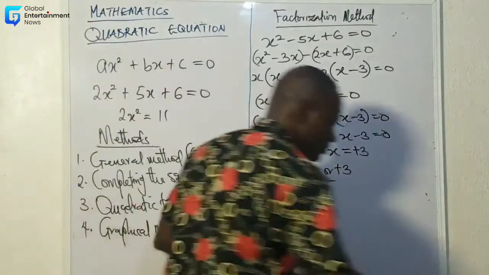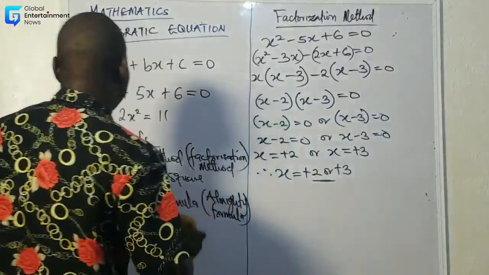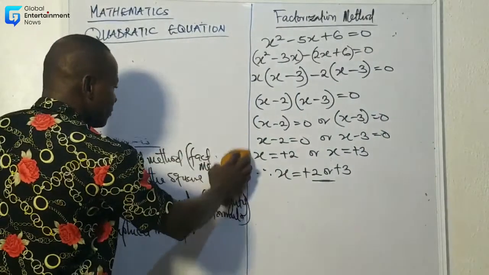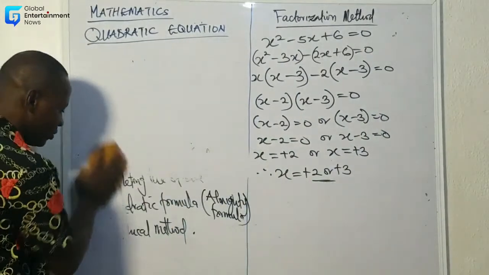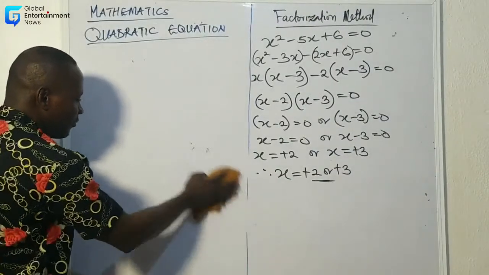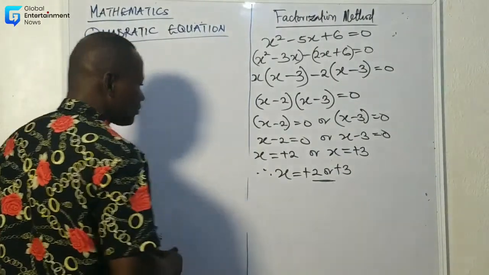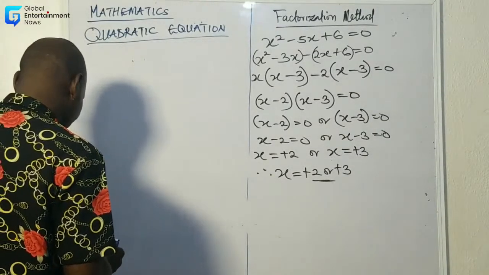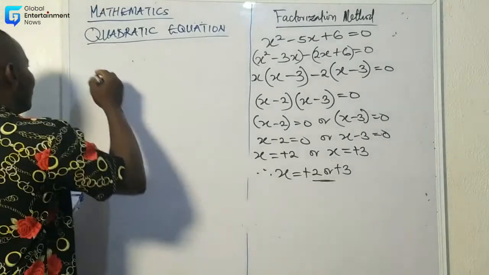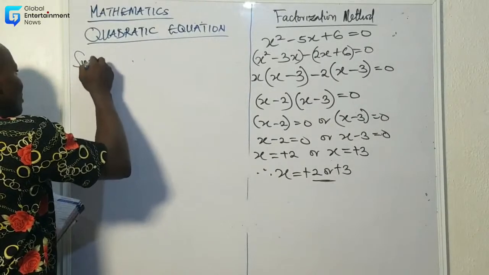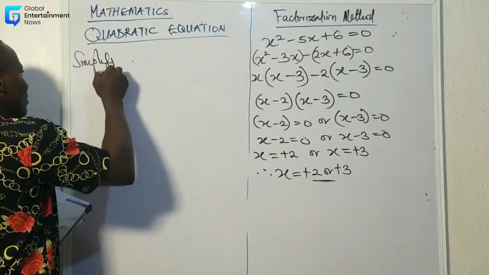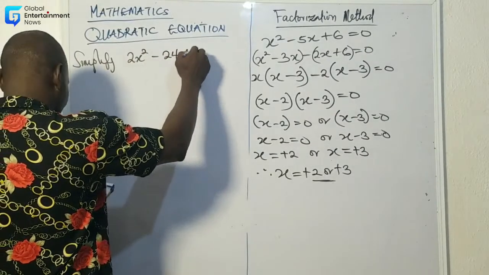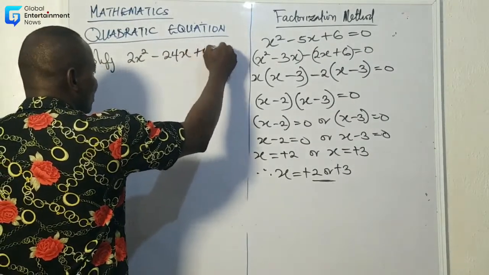All right, let's check another question. Remember, we're still working on the factorization method. All right, looking at another question here. The question says, simplify: we have 2x squared minus 24x plus 40 is equal to 0.